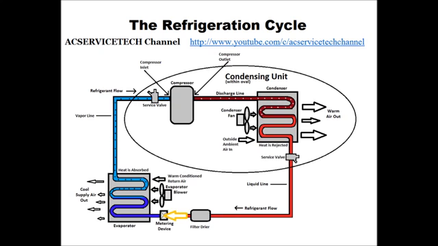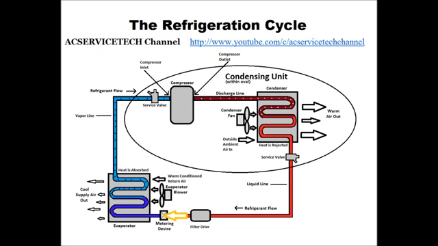The metering device allows for a pressure change. You have high temperature, high pressure liquid refrigerant coming into the metering device, and it turns it into a low pressure, and it automatically makes it a low temperature as well. If you decrease pressure, then temperature will decrease, and if you decrease temperature, then pressure will decrease.